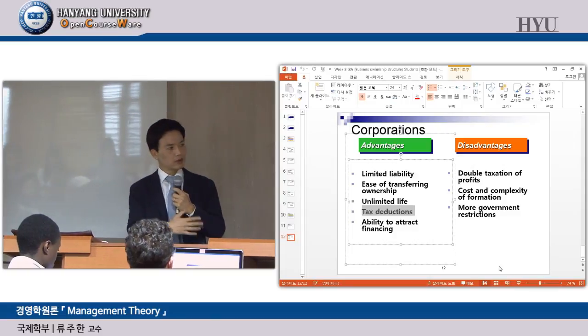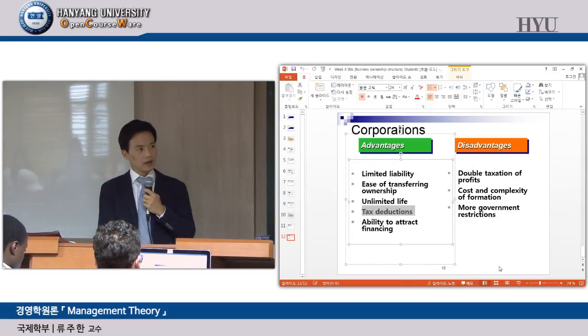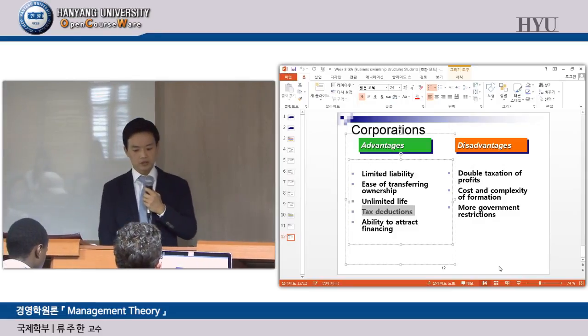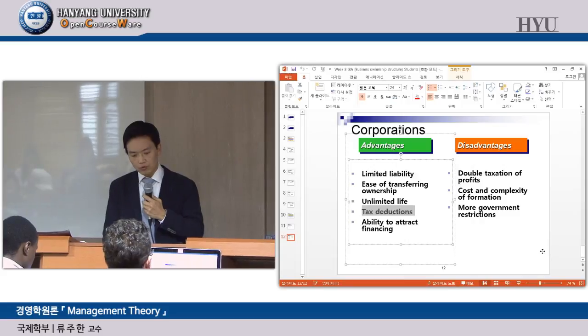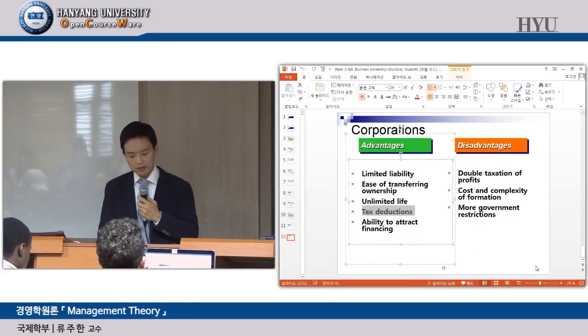So that's why, by having very low tax in Ireland, that's how they attract a lot of international companies there. Wide variation about the tax. So not really tax deduction here.